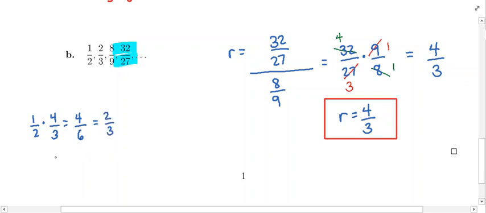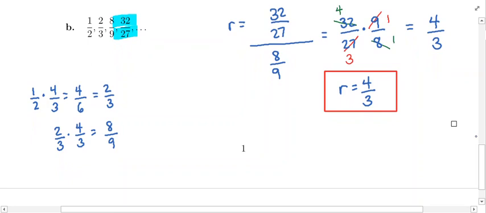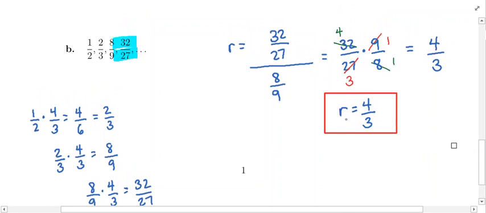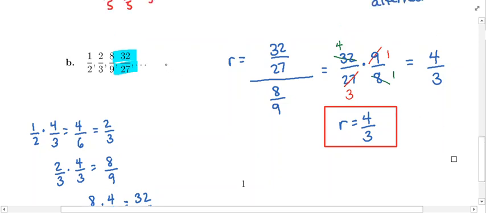Then if we start with the second term, 2/3, and multiply by the common ratio, multiplying across the top we get 8, and across the bottom we get 9. That's the third term, 8/9. If we take 8/9 and multiply by the common ratio, multiplying across the top and across the bottom, we get the fourth term, and so on. So R is the number you have to multiply by to go from one term to the next. But remember, to calculate it, you take a term and divide by the term that came before it.